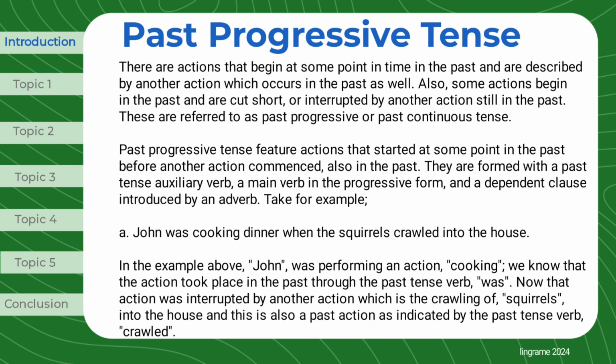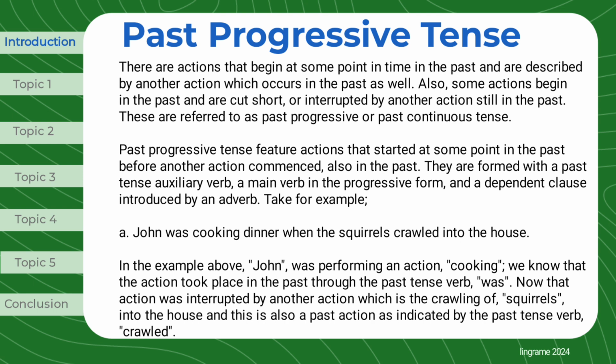Past progressive tense features actions that started at some point in the past before another action commenced, also in the past. They are formed with a past tense auxiliary verb, a main verb in the progressive form, and a dependent clause introduced by an adverb. Take for example, John was cooking dinner when the squirrels crawled into the house.